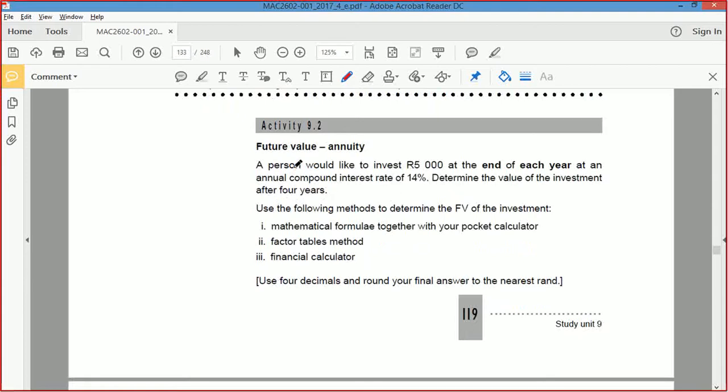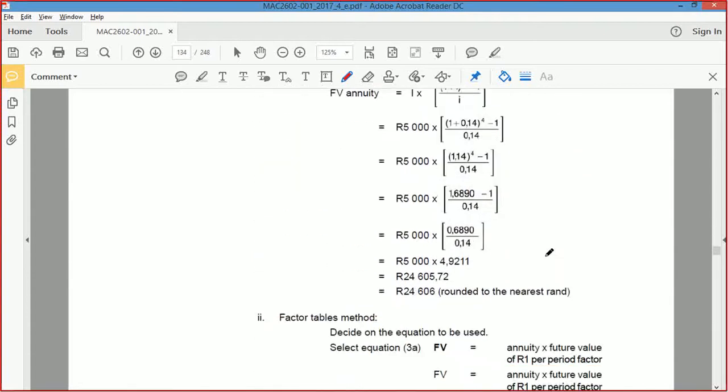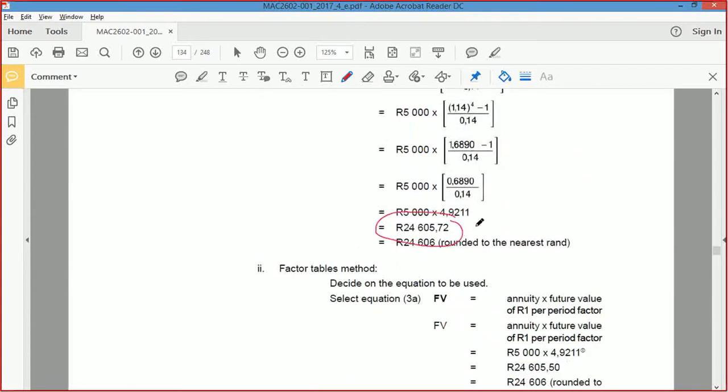Same story. Grab the calculator. I want you to work out the value of the investment after 4 years. So what is that? Future value, right? Notice it's an annuity. So grab the calculator, substitute and solve. What do you get? 5,000 is my PMT at the end of each period, 14% is my I, over 4 years is my N. I'm solving for FV, which is 24,605.72.